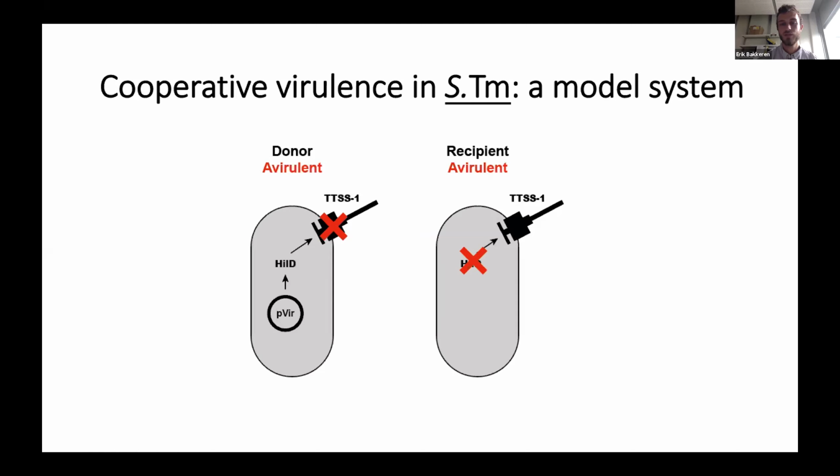And on the other side, I have a recipient strain, which is kind of the inverse scenario. There's no functional copy of HilD, but you do have a functional copy of the type 3 secretion system 1, such that if conjugation occurs, then you get a virulent strain, and only in this case.